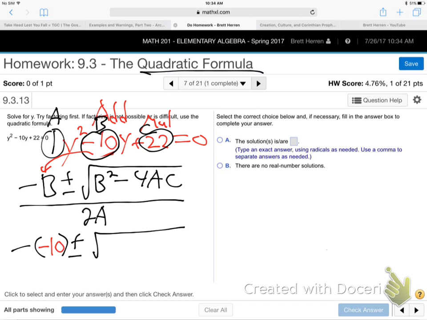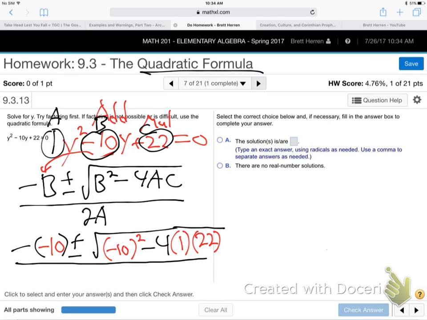Plus or minus square root, and then we go b squared, so negative 10 squared, minus 4 times a is 1, times c is 22, all over 2 times A again is 1. Is that good? See how I plugged everything in? Plugged in the A and the B and the C, which are just the numbers in front of the letters. Plug them into the quadratic formula.